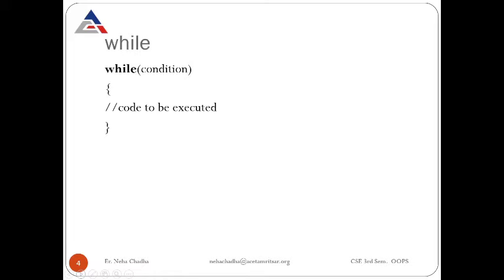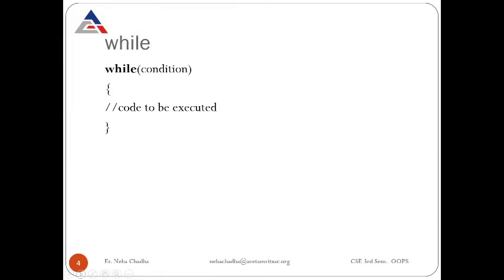In the while, the syntax is while condition, then the body of the while, that is the code to be executed. Then the do while: in the do while we have do, then code to be executed, then while condition. Generally the question is asked, what is the difference between while and do while?